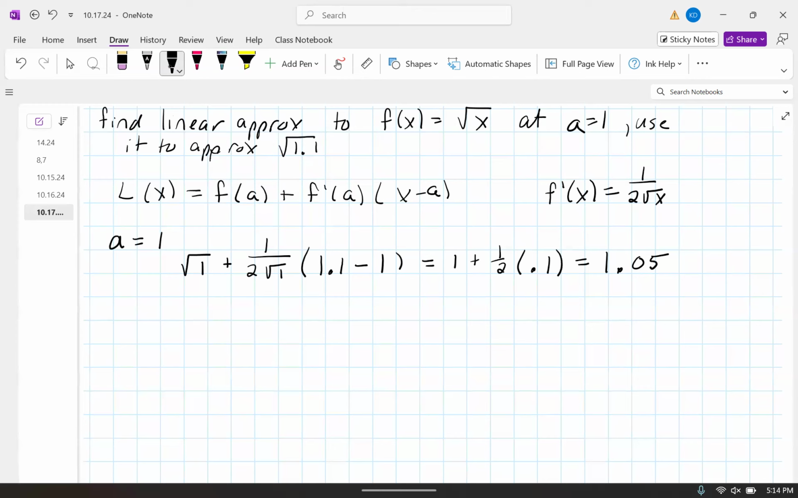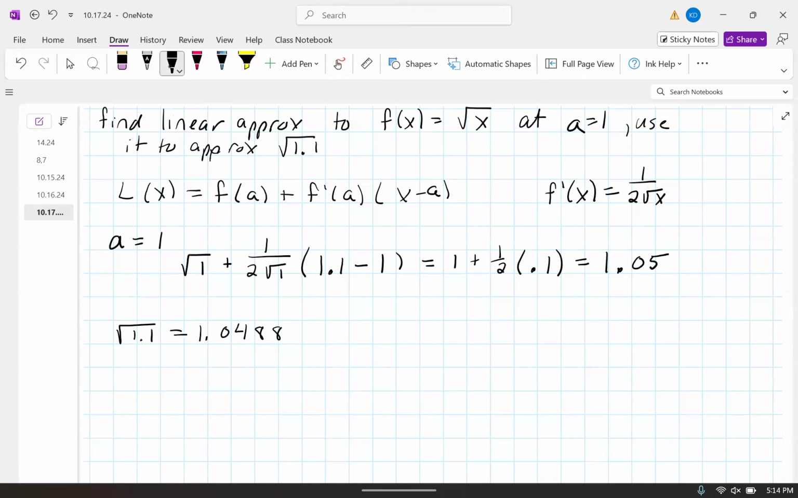Let's see. Throw up my calculator and I get 1.0488. That's pretty close. So our estimation works pretty well.